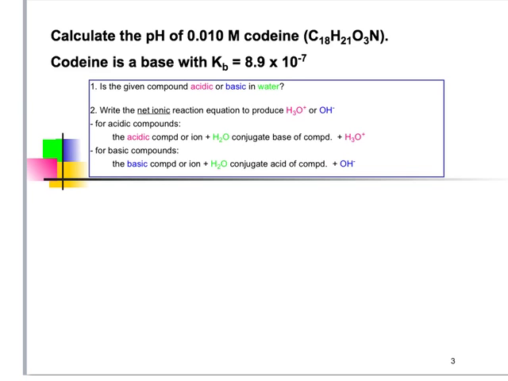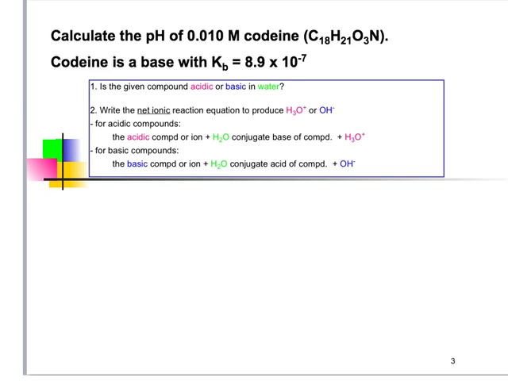The first thing we have to ask ourselves is, is the given compound acidic or basic in water? Well, that's easy, because I told you here that it was a base, but many times you will not have that information, and you will have to know which compounds are acidic or basic. Codeine is a nitrogen-containing base, very much like ammonia, in that the nitrogen is the cause of the basicity. Sometimes there are carbons, hydrogens, even oxygens, as in codeine, and you will have to recognize that kind of structure.